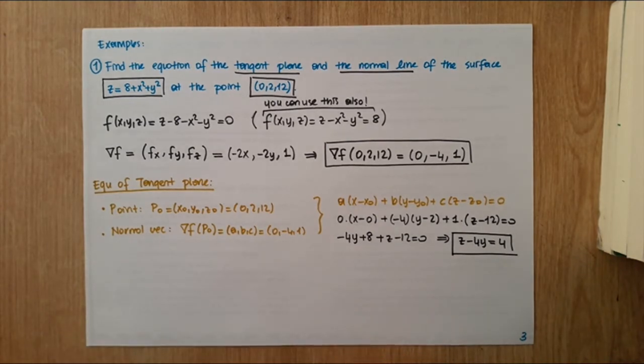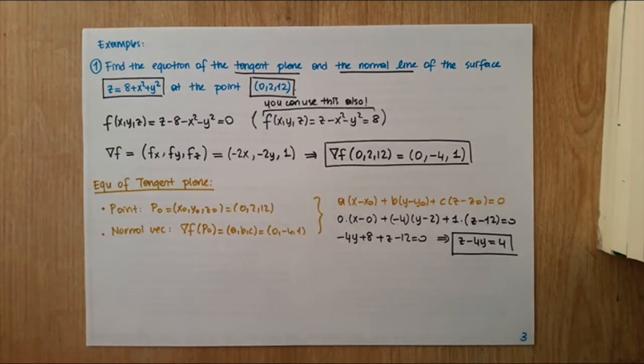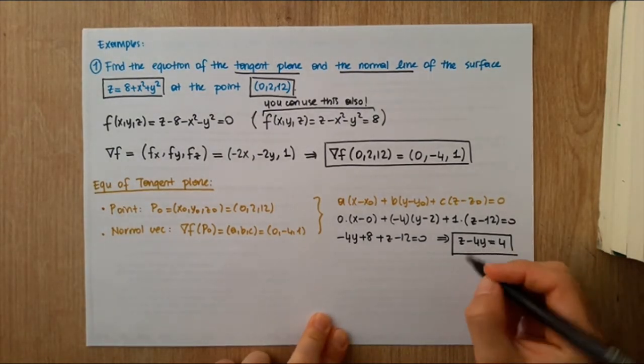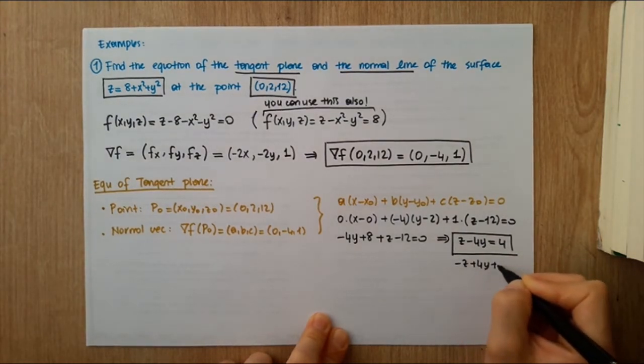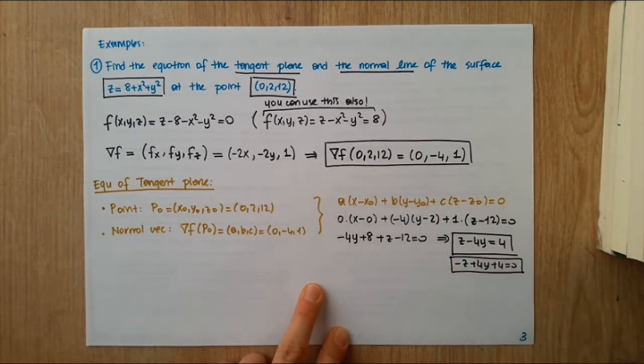This is the equation of the tangent plane at the given point. Okay, there is a mistake in the... No, there is no mistake in the lecture notes. In the lecture notes, this equation is written like this: minus z plus 4y plus 4 equals 0. It defines the same equation also.